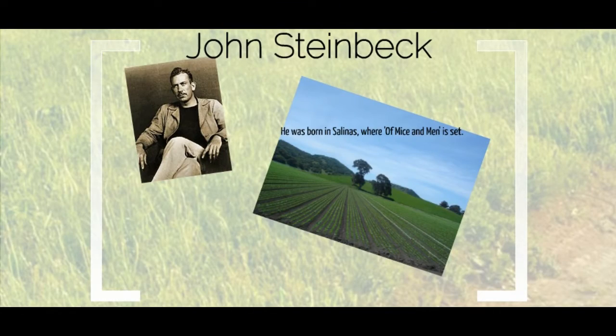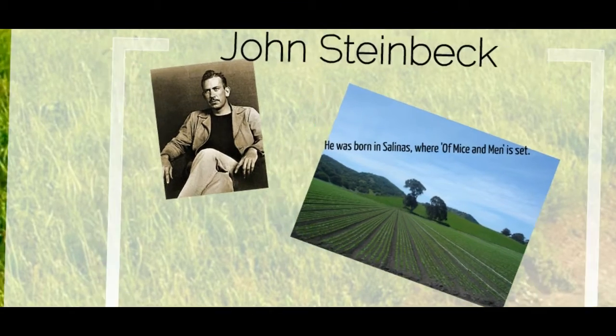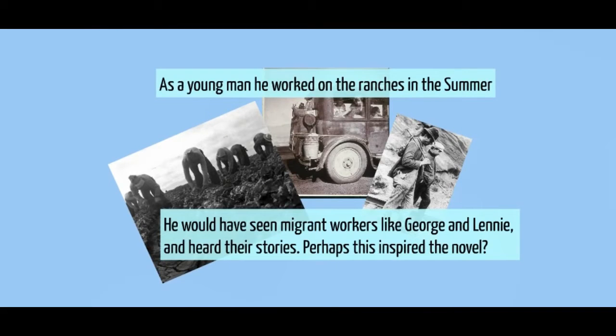Okay, so you must remember that John Steinbeck was born in Salinas, where Of Mice and Men was set. As a young man, he worked on the ranches in the summer. He would have seen migrant workers like George and Lennie and heard their stories. So we probably would not be too far from the truth to suggest that a lot of the characters that he met could end up in Of Mice and Men.